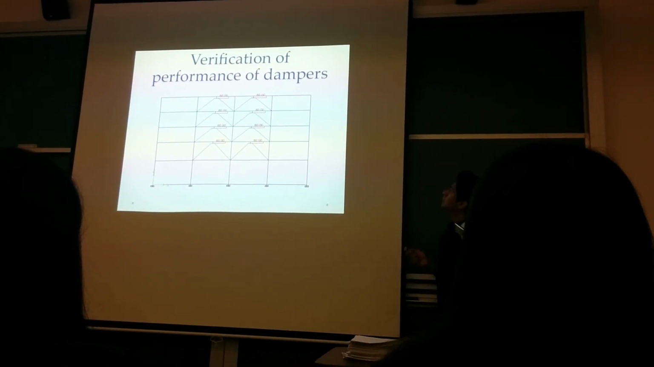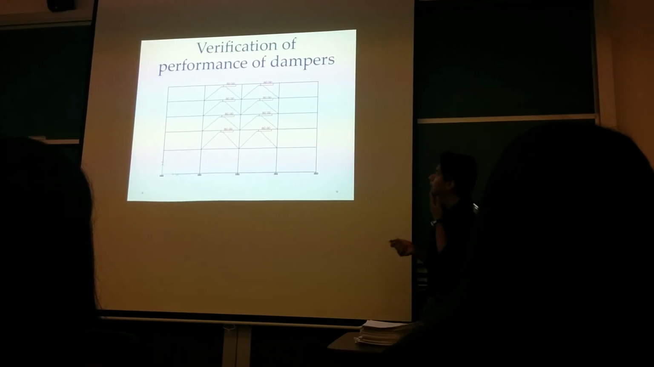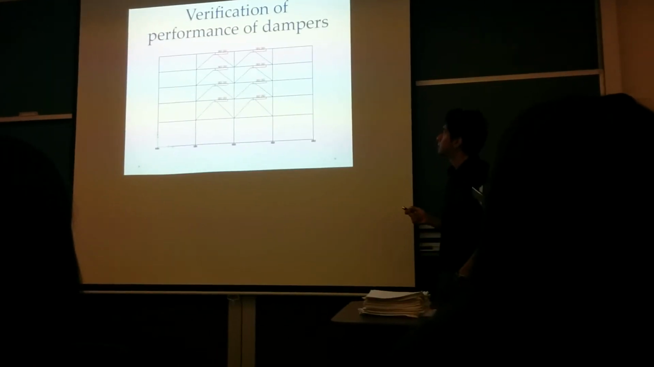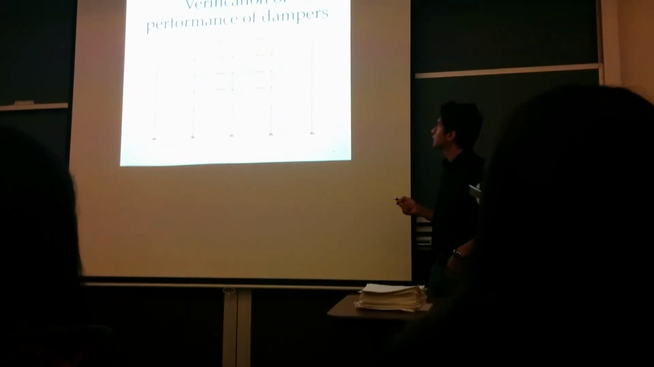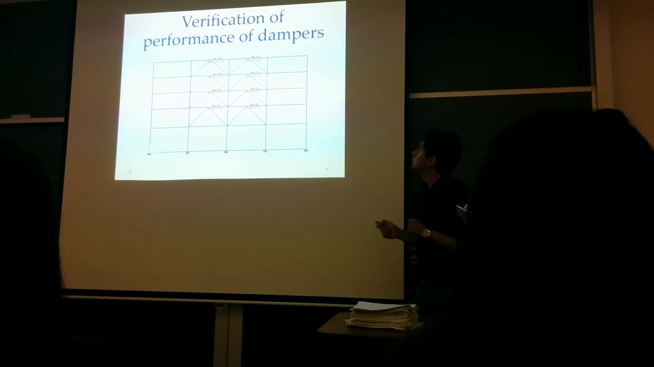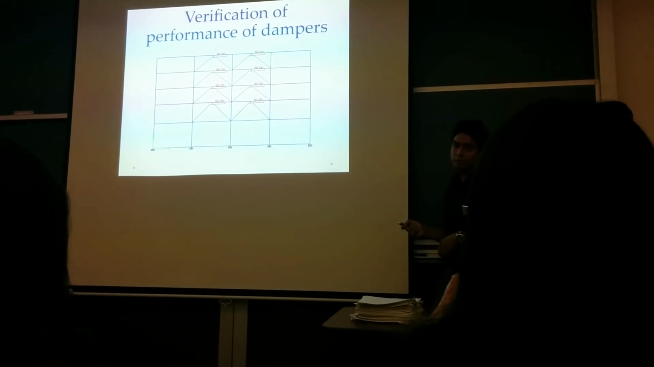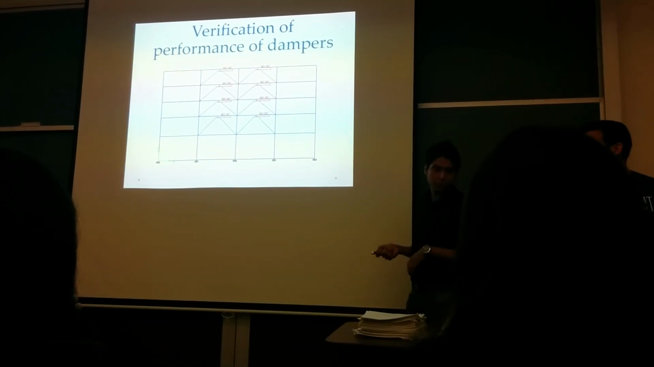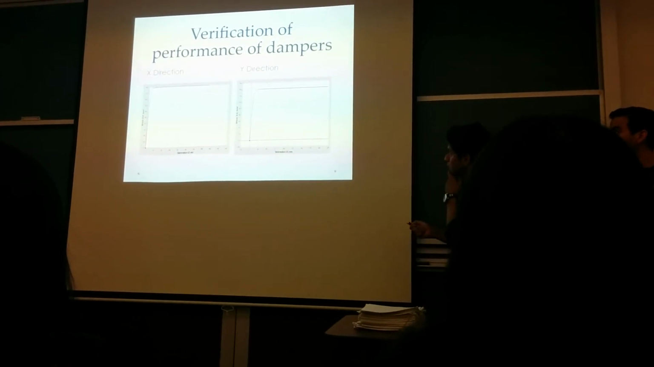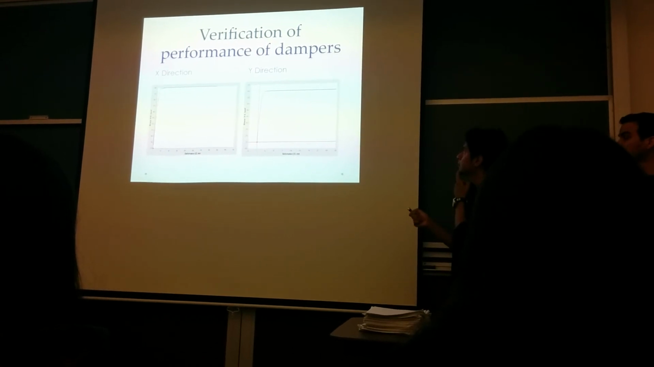Okay, after the results were done, we started to verify if the dampers were working. For that reason, we plotted the shear forces, and we made sure that it was not above the 80 that we added to the program. Here we can see that at most the dampers were taking 80, as we put in the program. Here we have the monotonic curve, which represents at most 80 tons.